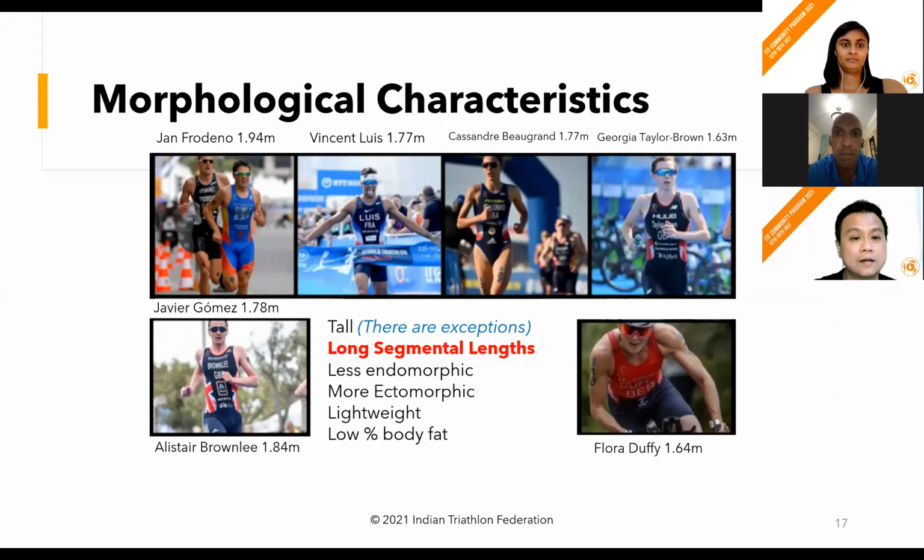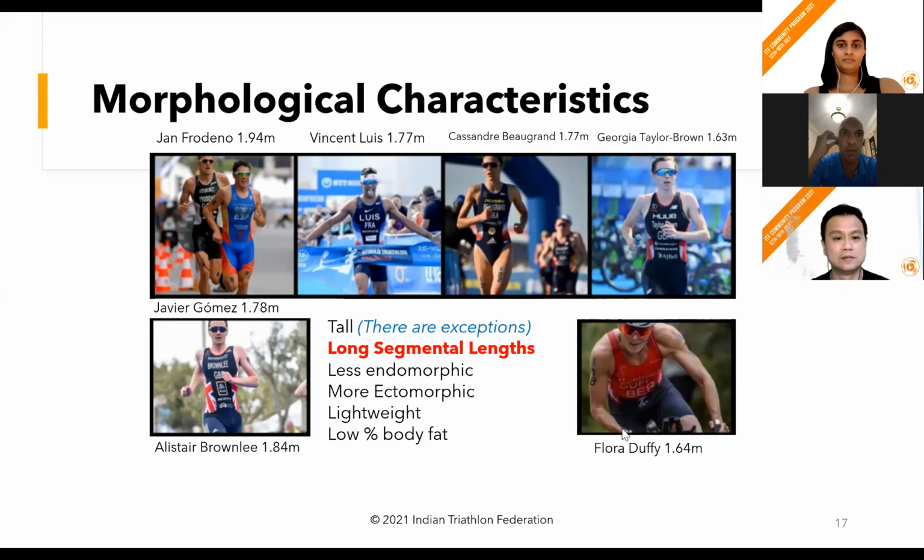Javier Gomez, I believe, is going for his fourth Olympics. He's only 38 years young. Third Olympics, sorry. He's only 38 years young, so someone to watch out for at Tokyo as well. Vincent Luis is definitely a top contender for at least one of the medals, 1.77. Compare that to one of the females, Cassandra Beaugrand, again, another great athlete, 1.77.